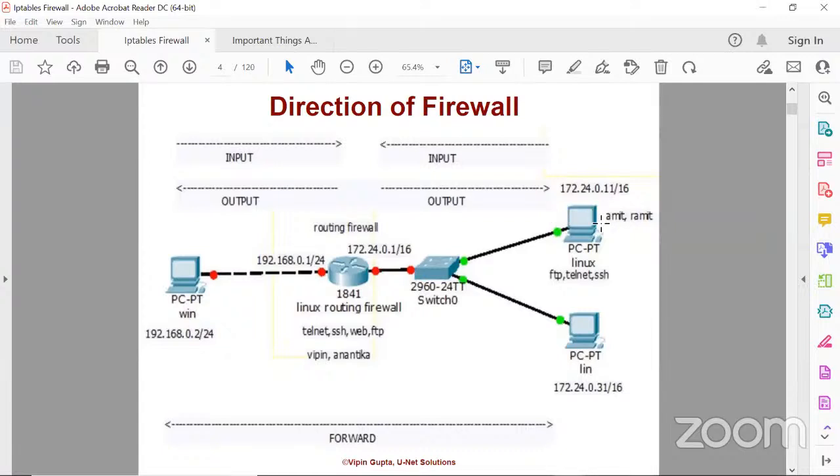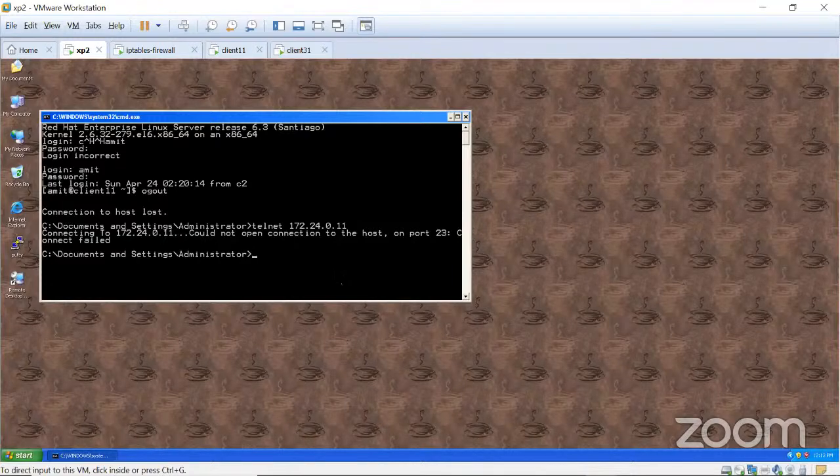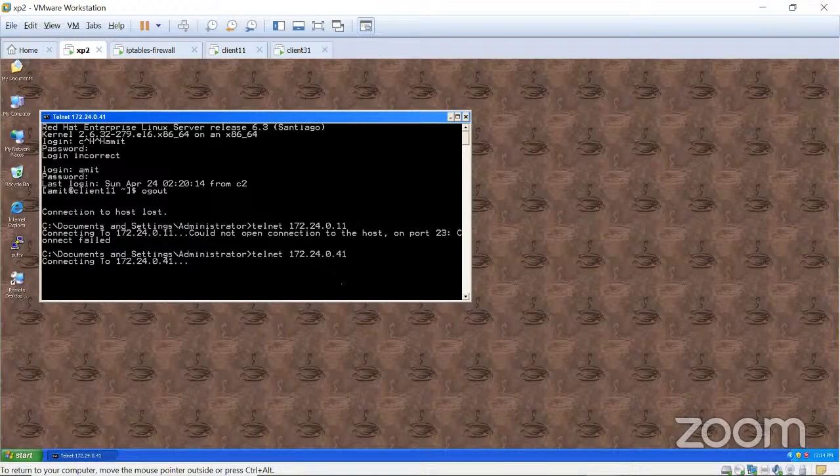Like what happens, sometimes we have got the office somewhere. Suppose I have shifted the office. Now most of the people will still be going to the old office, so I need to do certain things. Let me show you. I'm going to run this command, telnet 172.24.0.41. Now what is going to happen? It will not connect, because there is no such 41 system.